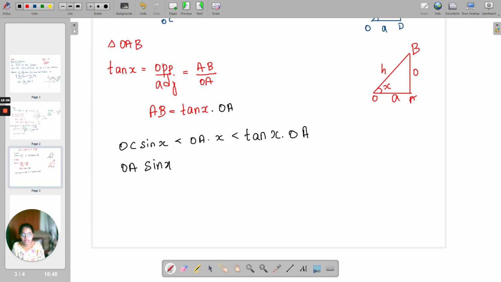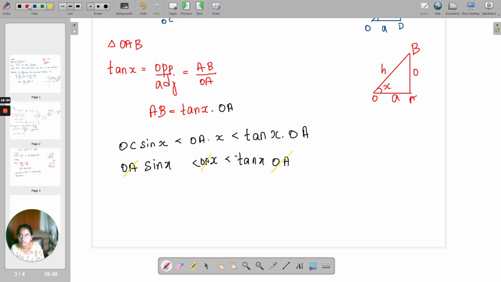Sin x less than x less than tan x, into OA. So here also we had an OA. All the OA's get cancelled. So what do you get? You get sin x less than x less than tan x. Right? Let me write that down. Sin x less than x less than tan x.